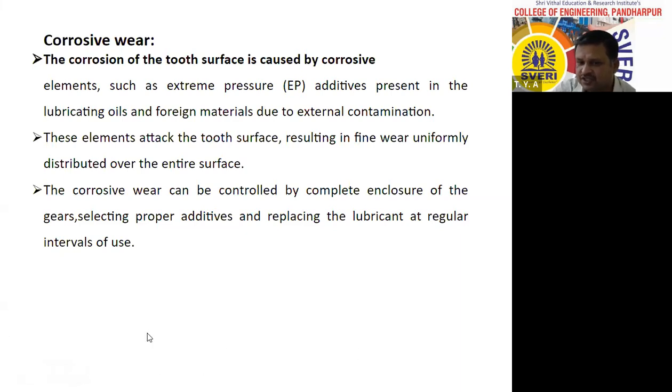Why? Because he is replacing that lubricant in the gearbox. If he will not replace that gearbox lubricant, what will happen? The gear will get corroded after some days and the oil will be spoiled. Sometimes there are chances that the gear will break also.